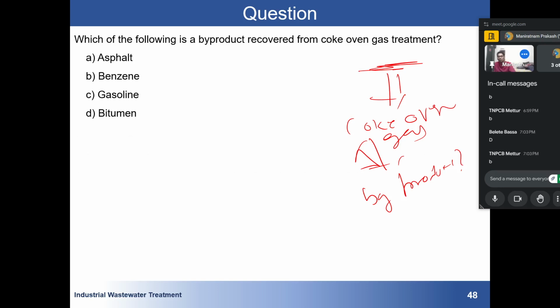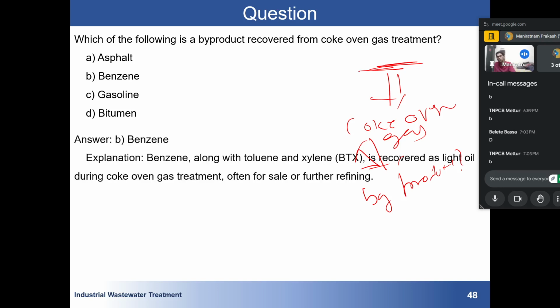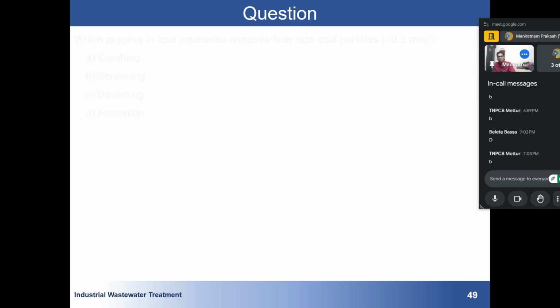B. Yes, benzene along with toluene and xylene is recovered as light oil during coke oven gas treatment, often for sale or further refining. So this benzene and the other two things are produced.